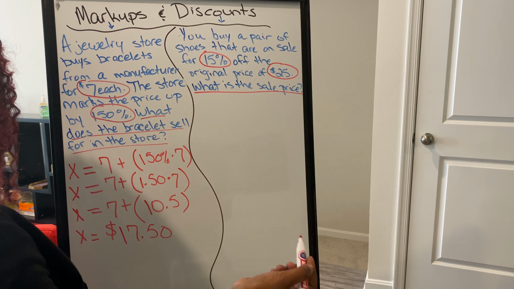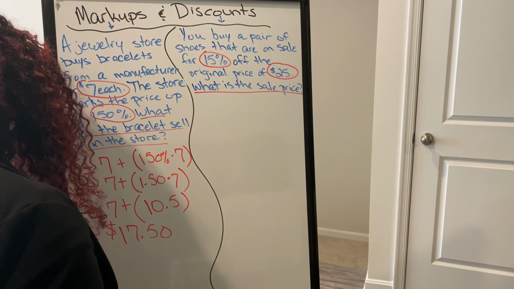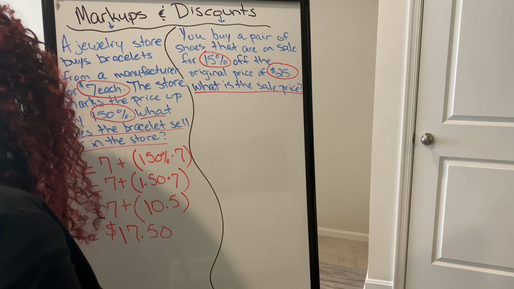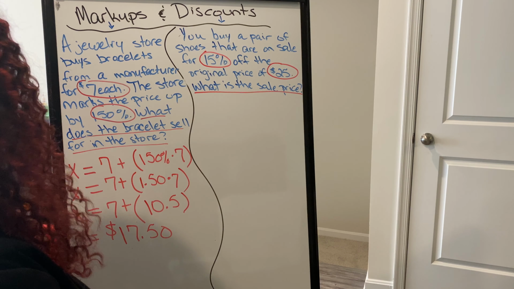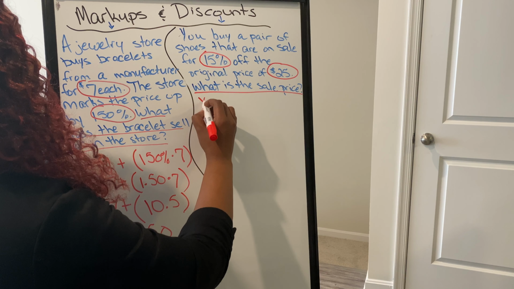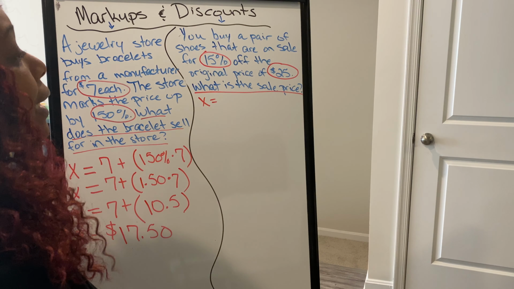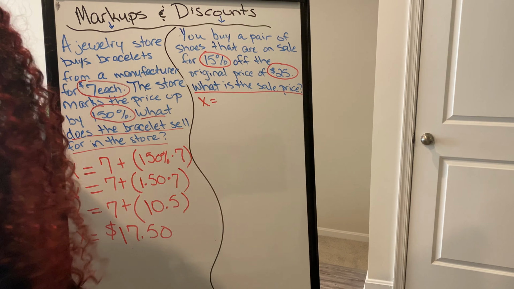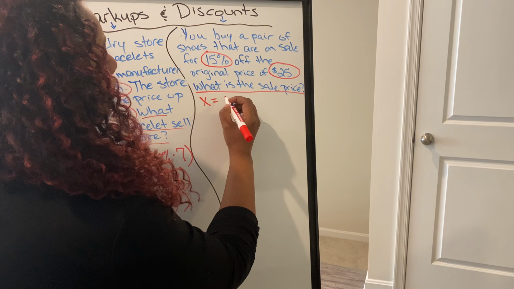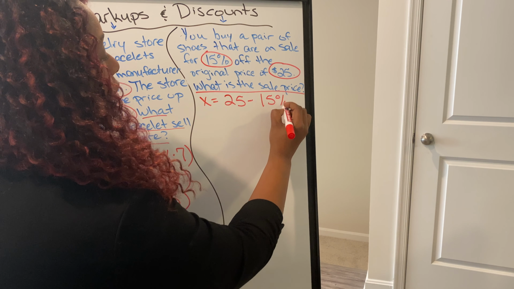Let me go back to my calculator. Hold on, guys. Okay. So we're going to take the sale price. The sale price, we'll say, is X. The sale price is going to equal our original price minus the discount. So our original price minus the discount, okay? So I'm going to have my original price, which is $25, minus my discount of 15%.